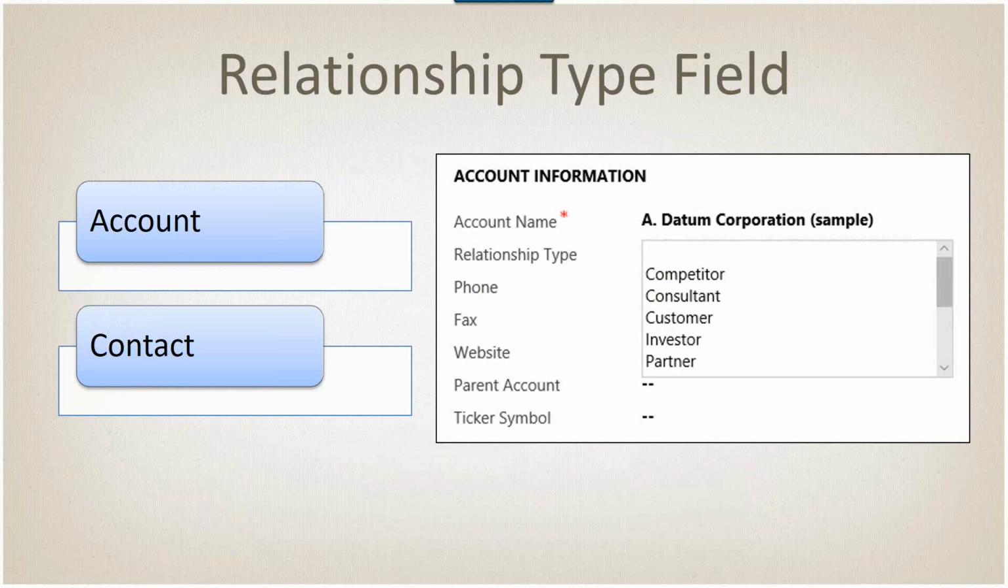So here's a couple tips and tricks. There's a very important field on both the contact and the account called the relationship type. On the account, it's populated. I think on contact, it may not be populated, but the idea here is you define the type of customer.